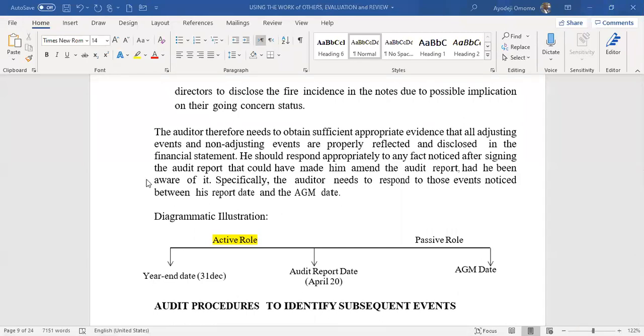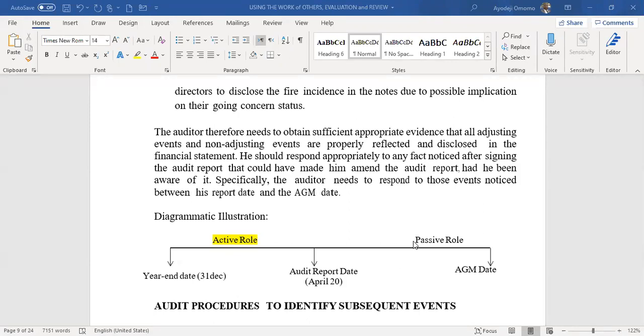Okay, so that is why we are saying that the auditor has an active role between year end and the day he signs the report. That is why we are saying that the auditor must review all subsequent events. That he must get evidence that the directors have reviewed all subsequent events and they've adjusted those that need to be adjusted, and those that do not need to be adjusted have been left the way it is. However, if it is material and it does not need to be adjusted, you can disclose in the financial statement.